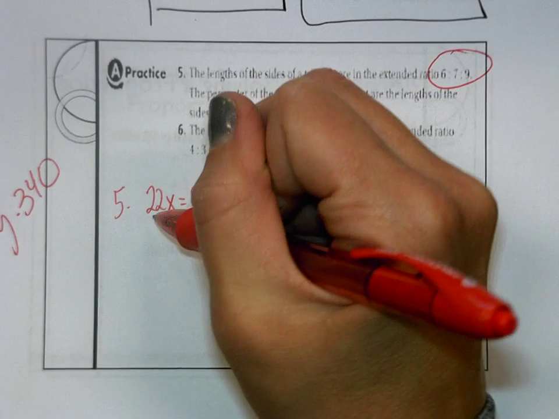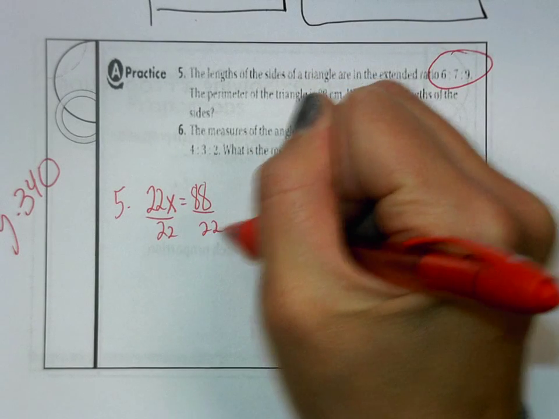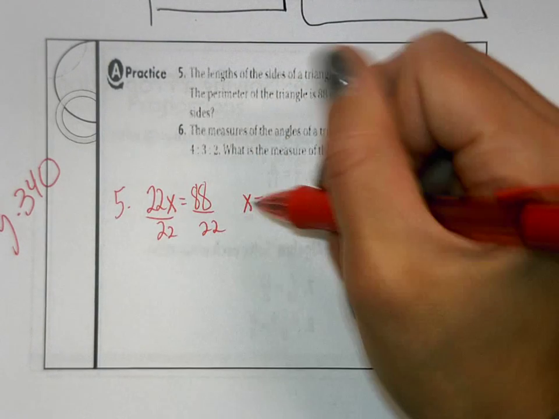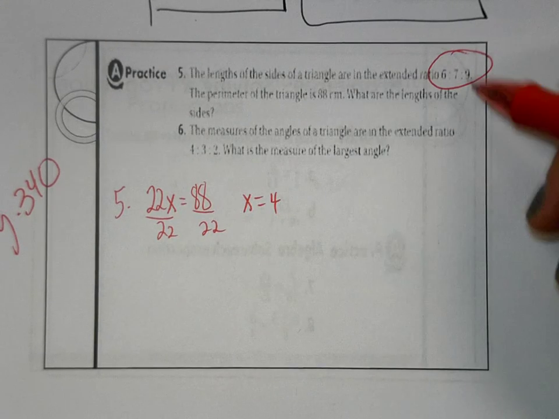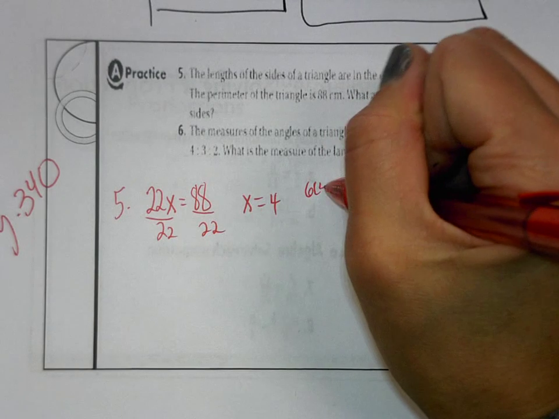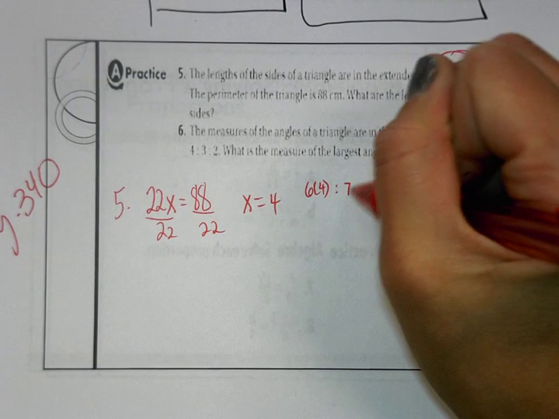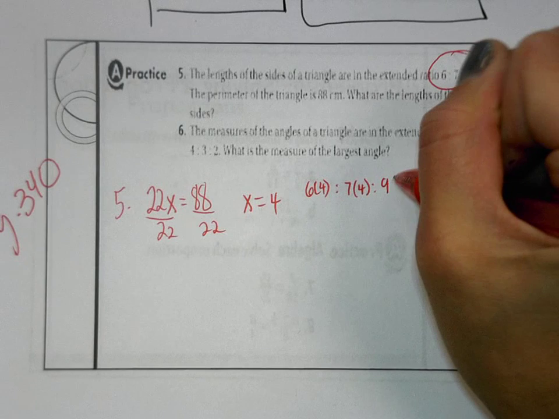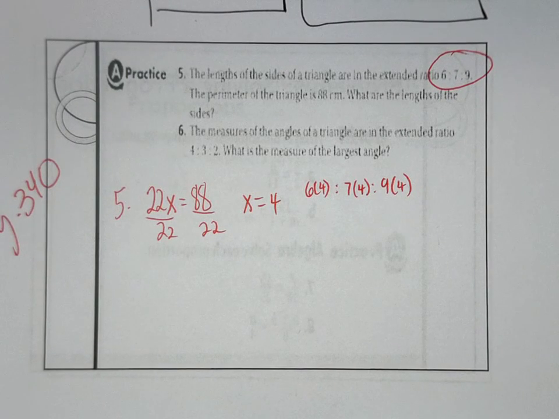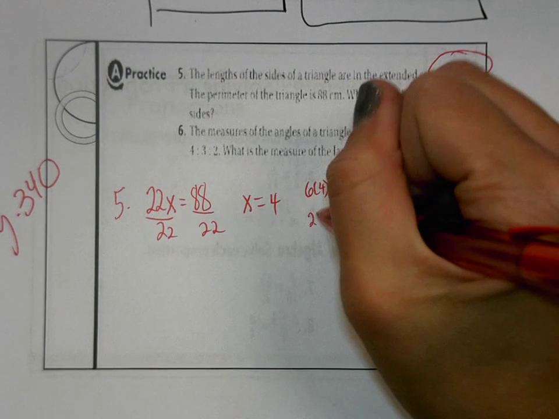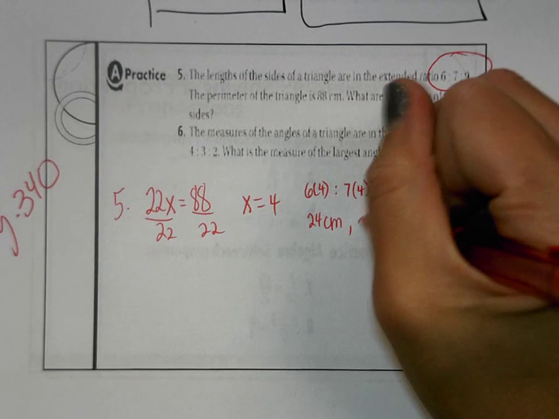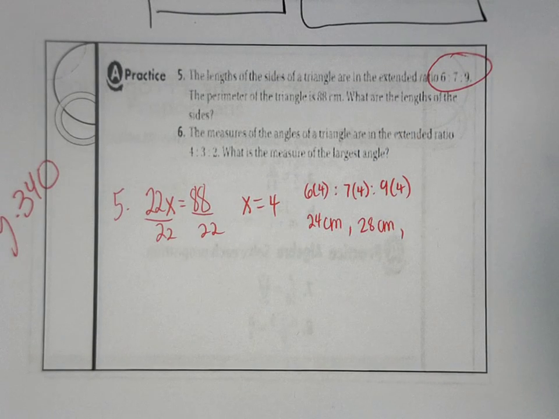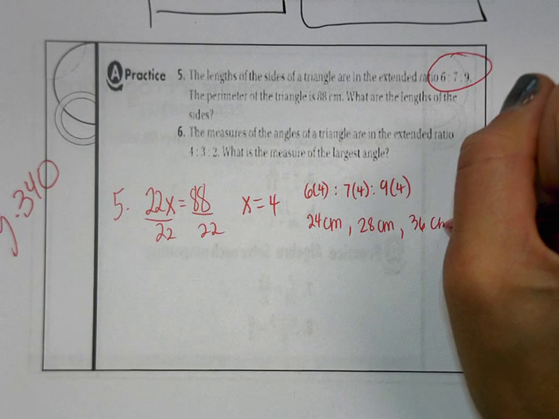88. Are you guys just working ahead? Divide by 22 and you get x equals what? 4. And so it said what are each of the lengths? So that means we're going to go 6 times 4. And then we have 7 times 4. And then we have 9 times 4. So 6 times 4 makes what? Good. 24 centimeters. 7 times 4 is 28 centimeters. And then 9 times 4 is 36 centimeters.